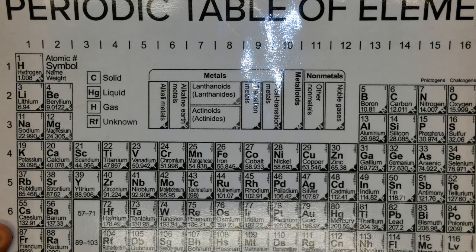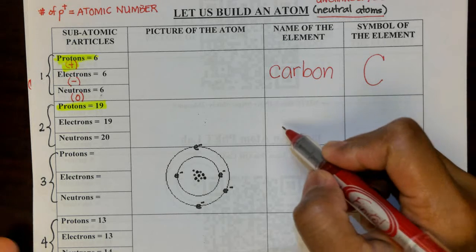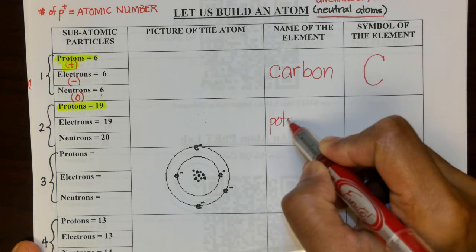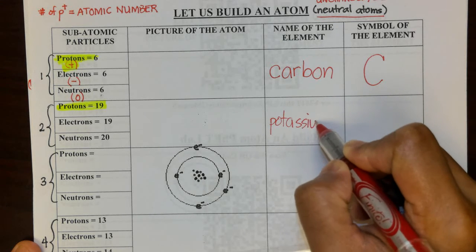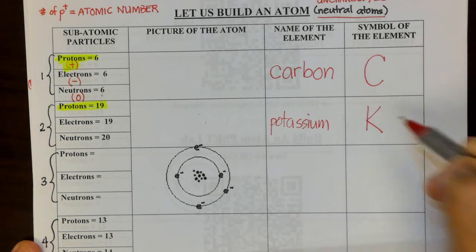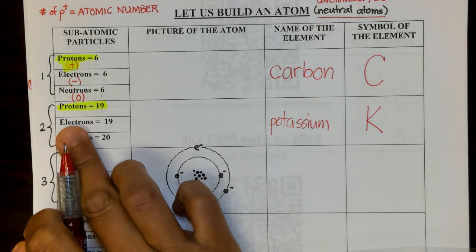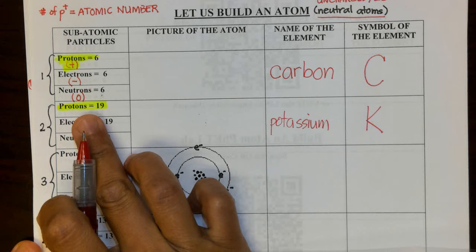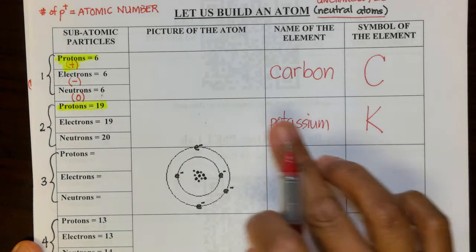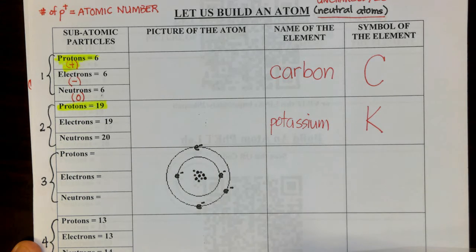Potassium. Very good. So element 19 is potassium, K. And that is for number 2. Remember, we're still focusing on the protons only to get the name and the symbol.